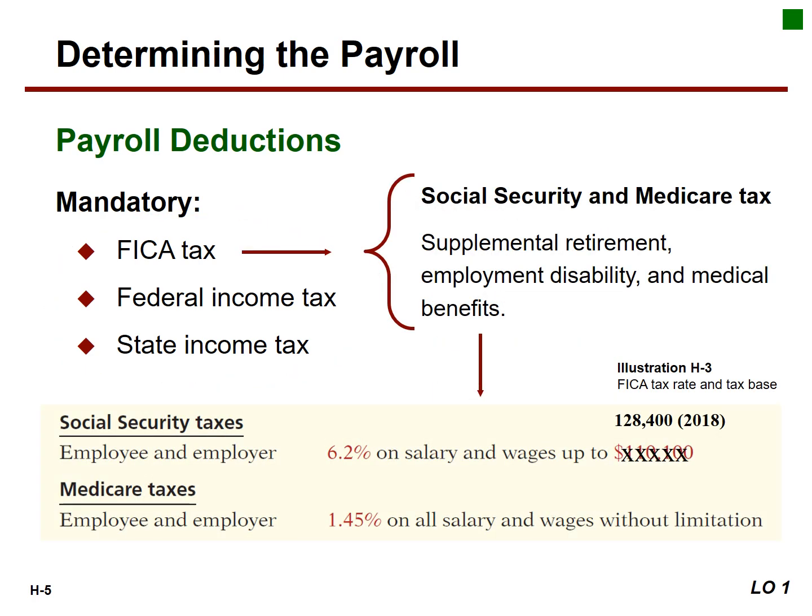All right, let's talk about the mandatory payroll deductions. The first one is the FICA tax. The FICA tax stands for Federal Insurance Contributions Act, that was passed back in the 1930s. The FICA tax is made up of two taxes, actually, the Social Security tax and the Medicare tax. The Social Security tax is 6.2% of an employee's gross earnings. The Medicare tax is 1.45% on gross earnings.